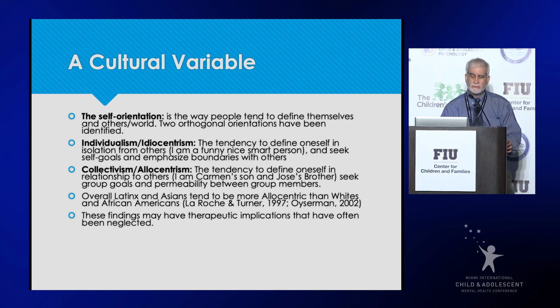There are two basic, but not independent, self-orientations. One is individualism or idiocentrism, and the other one is collectivism or allocentrism. These are not independent, so you can be high in both, or low in both, or in the middle. So it's important to understand that there is a lot of variation. But overall, it has been found that Asians, for example, tend to be much more allocentric, much more relational, as well as Latinos, while white Americans and African Americans tend to be a little bit more individualistic in general. And I hate having to say this, like I repeat in general, but it's not everybody.